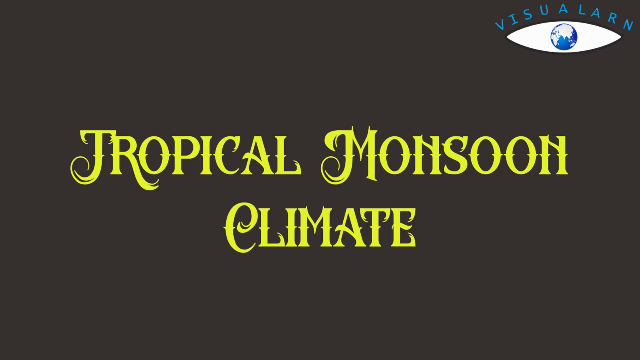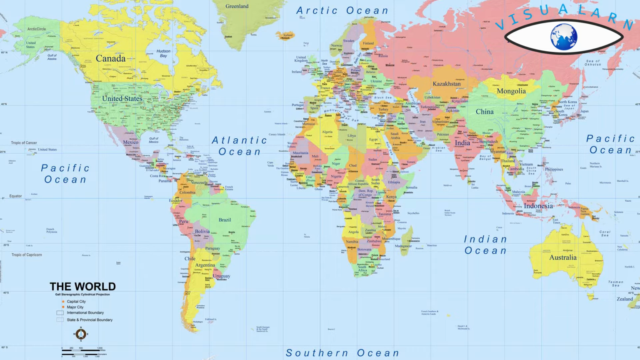Tropical monsoon climate. Monsoon is derived from the Arabic Mawsam, meaning season. The climate is generally present within 5 degrees to 30 degrees north and south of the equator. They are best developed in the Indian subcontinent, Burma, Thailand, Laos, Cambodia, parts of Vietnam and South China.